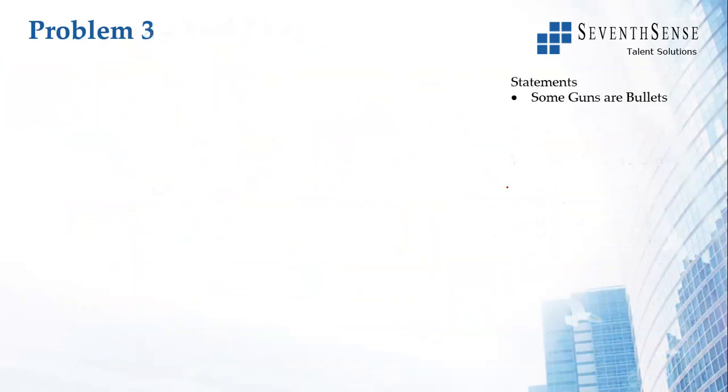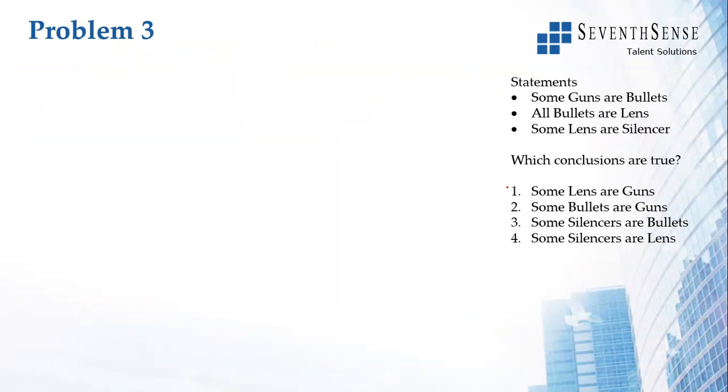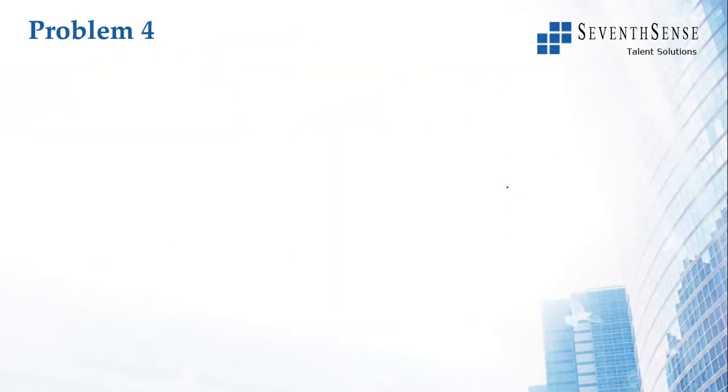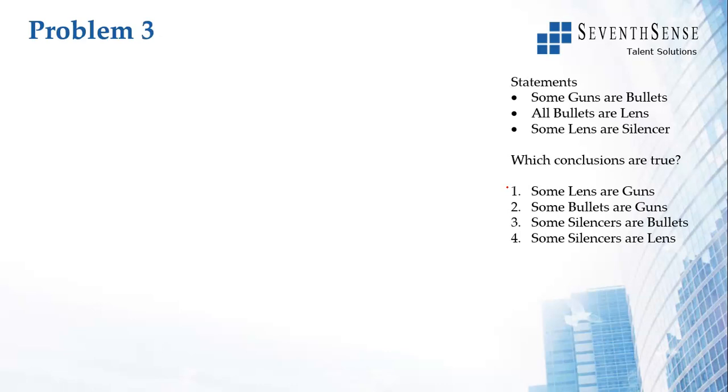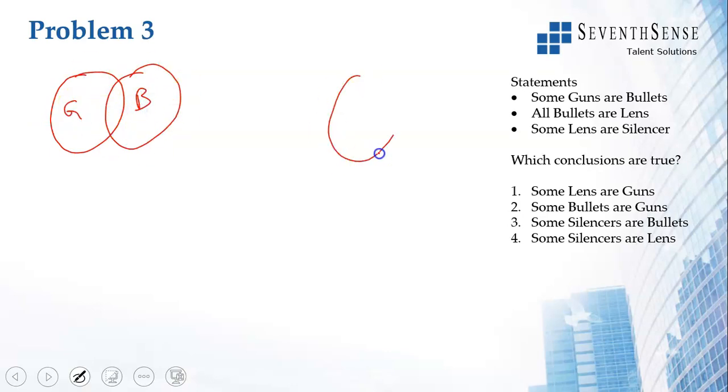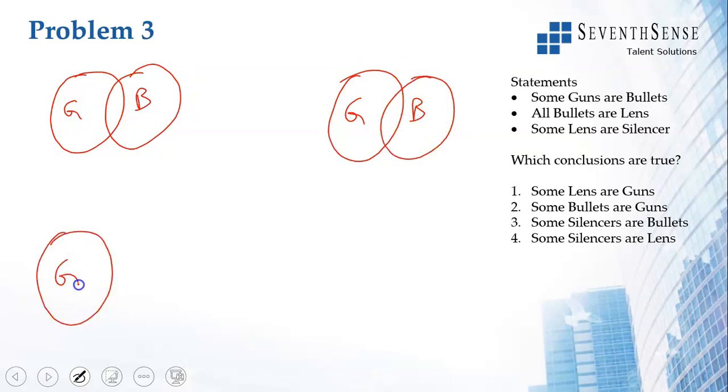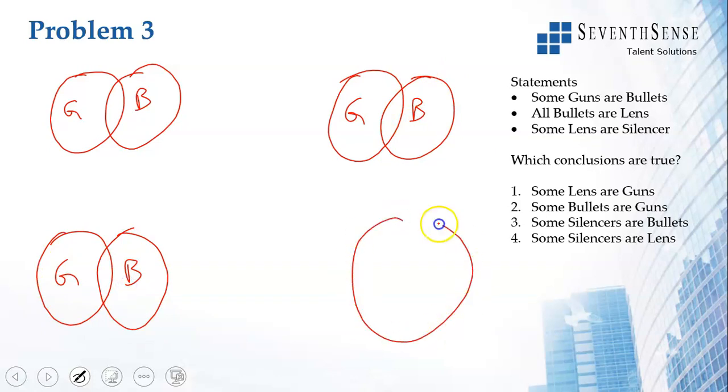Let us look at question 3. Some guns are bullets. Okay, let us see in which ways you can draw it. Some guns are bullets. So I'll try drawing in multiple ways. This statement I can generally draw in a couple of ways. Some guns are bullets. So you can also draw it like this. Okay, so I've drawn this statement.